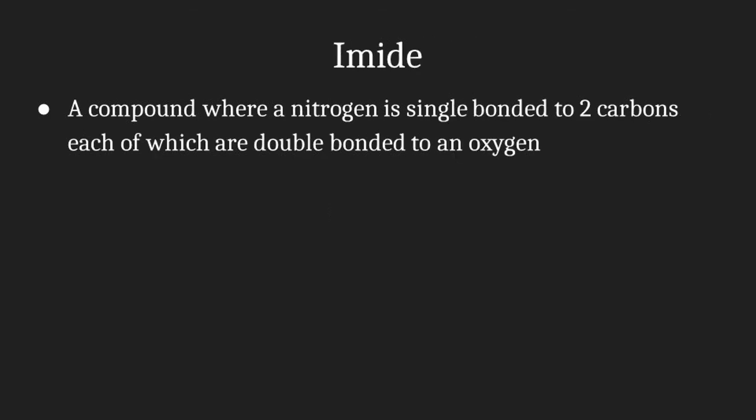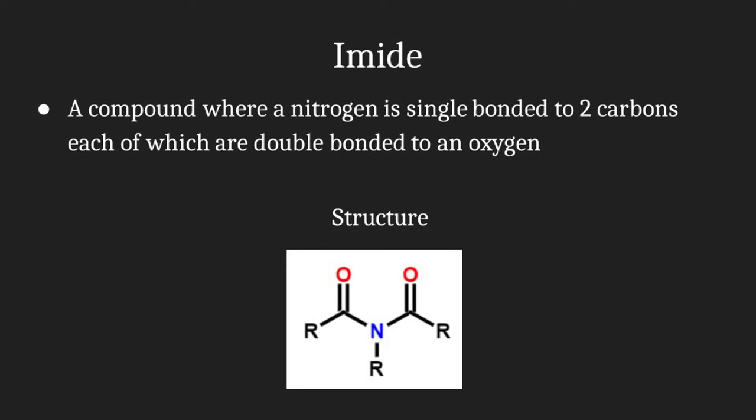The next type we're going to talk about is an imide. This is very similar to the last one, except it's a nitrogen that's attached to a carbon on each side, and then those carbons have a double bonded oxygen. You'll also realize in the structure that it differs, since the nitrogen can be attached to an R group in addition to the two principal carbons.